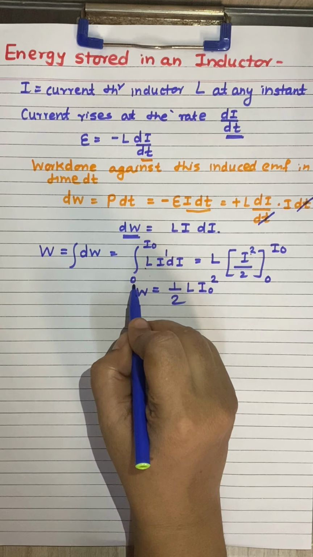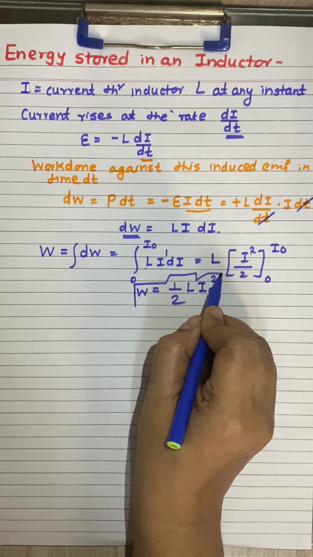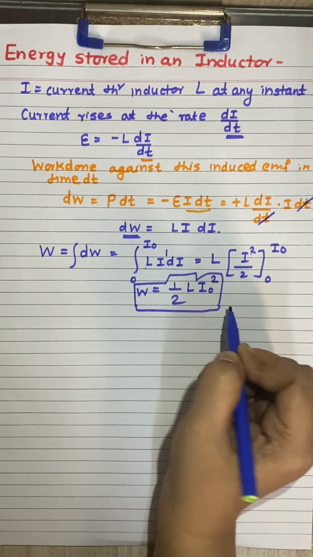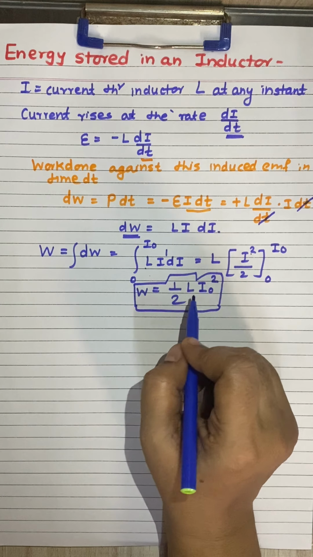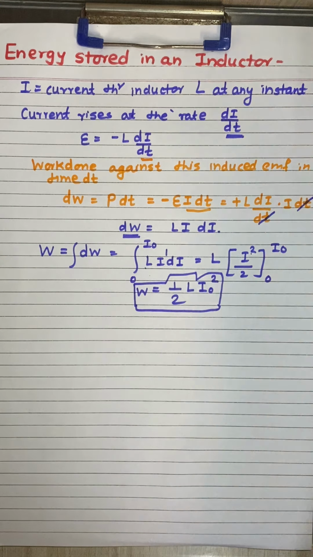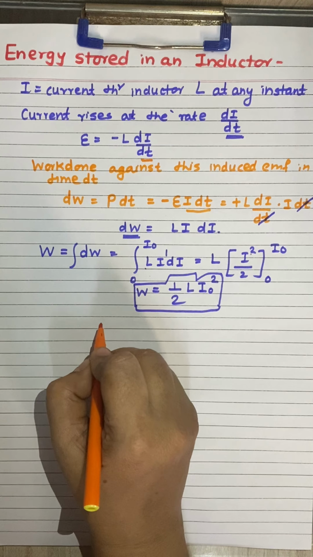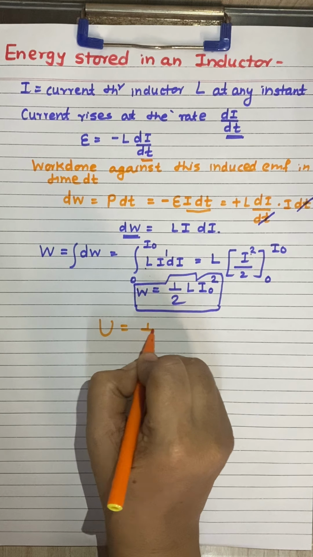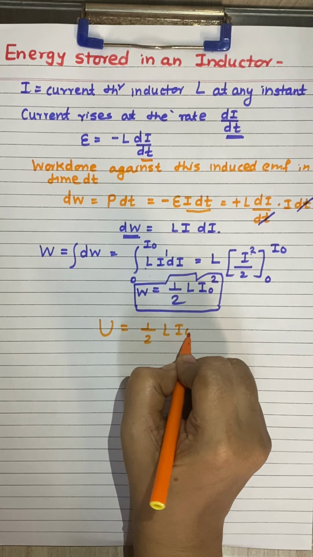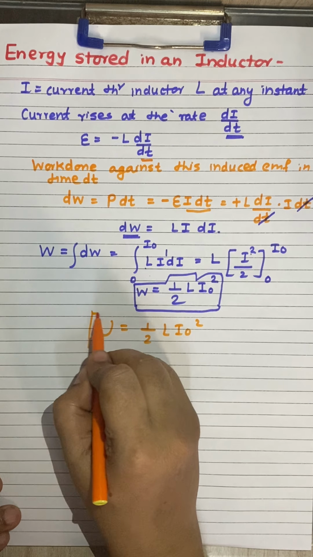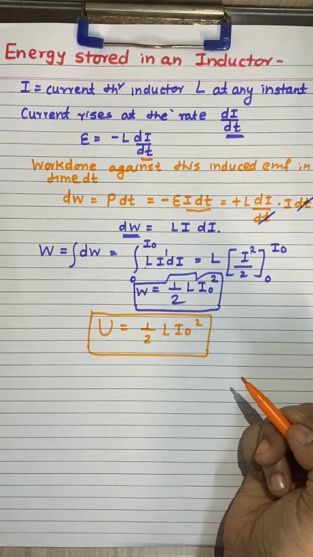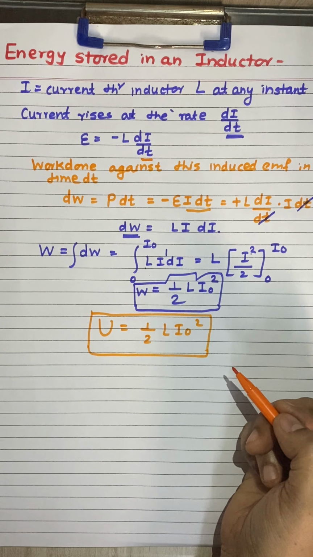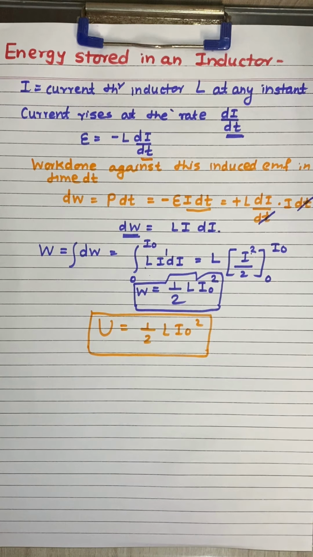Okay, so this is the value we are going to find out as the work done. And this work done is stored as the magnetic field energy U inside the inductor. So I can write down now U is equal to 1/2 L I naught square. Sometimes this is the equation which is used for calculation of the energy stored in the inductor. So you have to remember the equation.